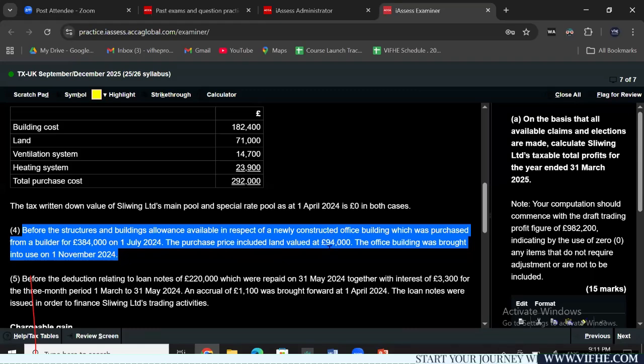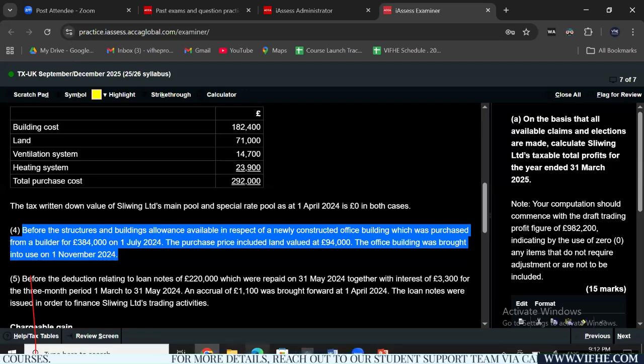See, first of all, land doesn't qualify for SBA. Only the structures will qualify for structures and buildings allowance. So £384,000 less £94,000. Only the building cost will be considered for calculating SBA. And the rate of SBA is 3%. And it is apportioned according to the period for which the building is used for business purposes. As it was brought into business use on 1st of November, so it's like November, December, January, February, and March. Till the end of the accounting period, they have just used the building for 5 months. Unlike capital allowances, it is prorated according to the period for which the building is being used for business purposes.